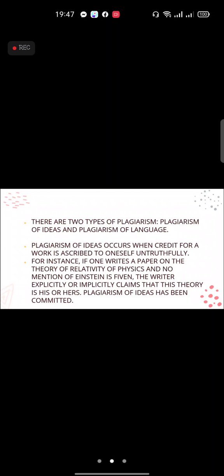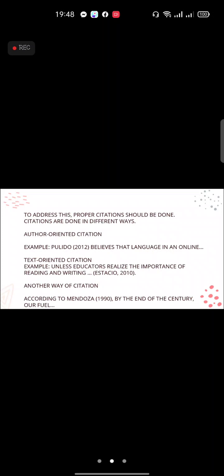So example, if one writes a paper on the theory of relativity of physics and no mention of Einstein is given, the writer explicitly or implicitly claims that this theory is his or hers. So, plagiarism of ideas has been committed. So, when we say, for example, nag-discuss kayo about theory of relativity, sa physics yan, and hindi niyo nilagay doon yung name ni Einstein, then definitely, parang tinatake niyo as credit yung gawa niya, which is wrong. So, kailangan mag-cite kayo. So, punta tayo sa citation.